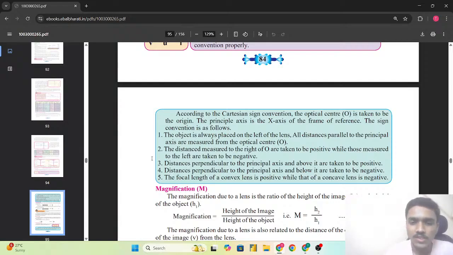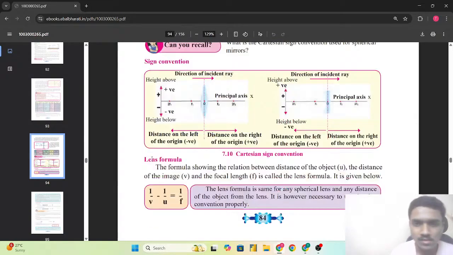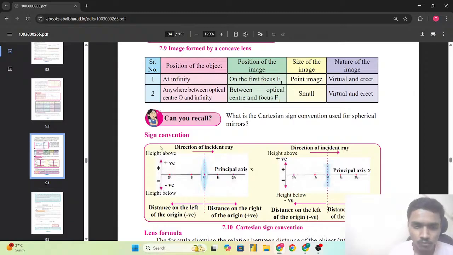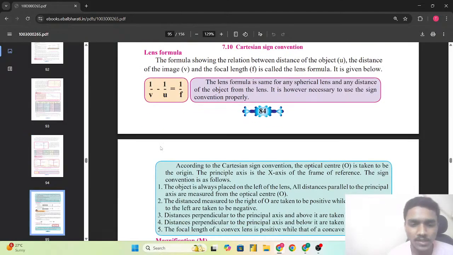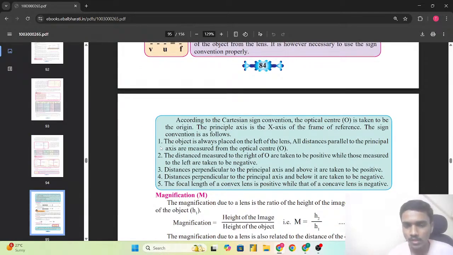Second, distances measured towards the right of the optical center O are taken to be positive, while those measured to the left are taken to be negative. Meaning, all distances we take to the right of the optical center will be considered positive, and all distances to the left of the optical center will be considered negative. Third point: distances perpendicular to the principal axis and above are taken to be positive. So all distances in the upward direction from the principal axis will be considered positive, and all distances below, perpendicular to the principal axis, will be considered negative.